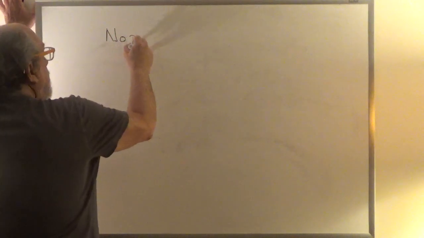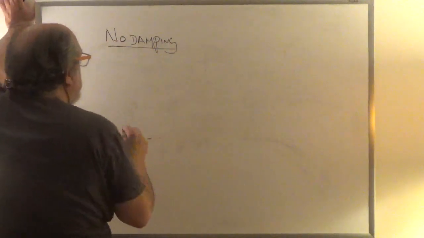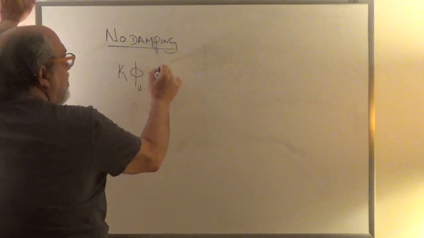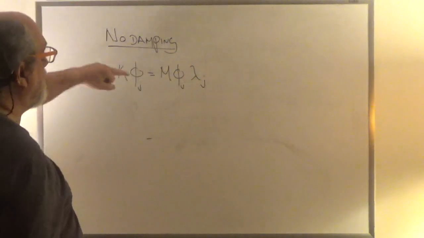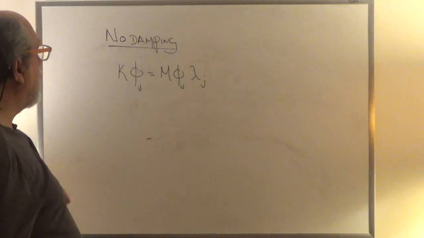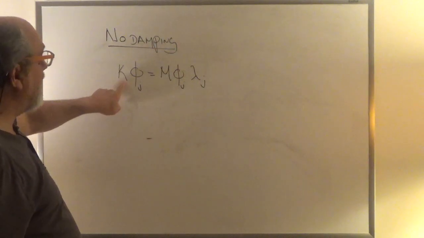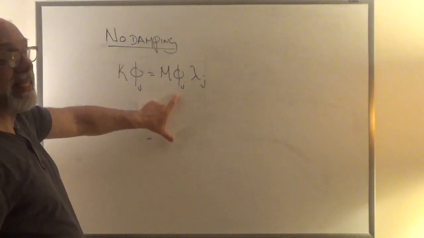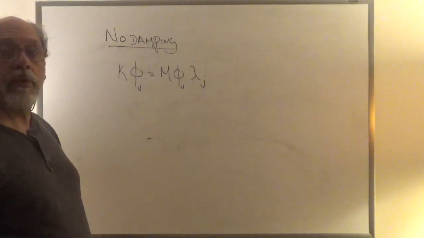So let's say we have no damping. If we have no damping in a system, then we say that a mode is something like this: K times phi j is equal to m times phi j times lambda j. Okay, so that's a mode. Notice that if we have no damping, damping is irrelevant, right? All we're saying is that a mode is such that if you multiply it times the stiffness matrix, you get something. And if you multiply it times the mass matrix, you get the same thing except for multiplication by something. And that something is the eigenvalue, right?